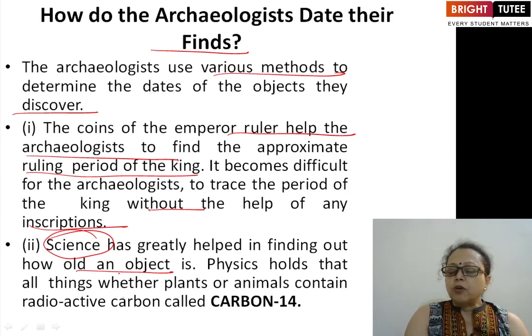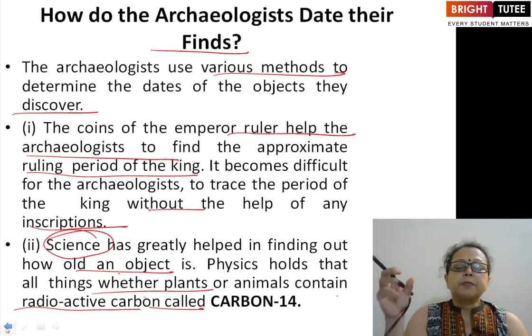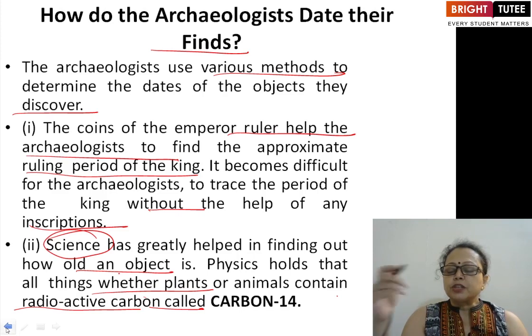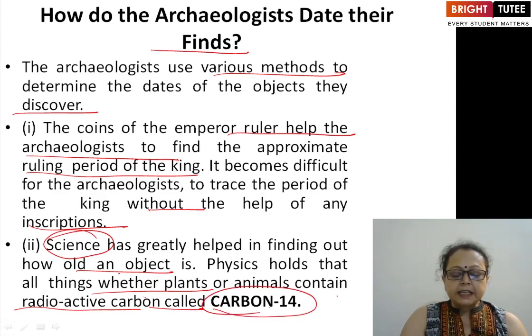Physics holds that all things, whether plants or animals, contain radioactive carbon. This is the principle, the theory of physics. It says that all things, whether plants or animals, contain radioactive carbon, which is known as carbon 14.